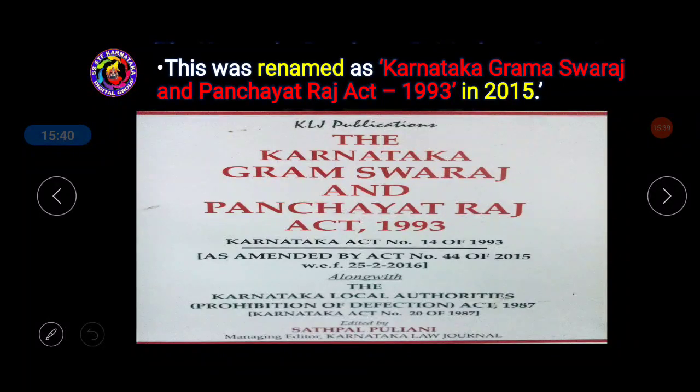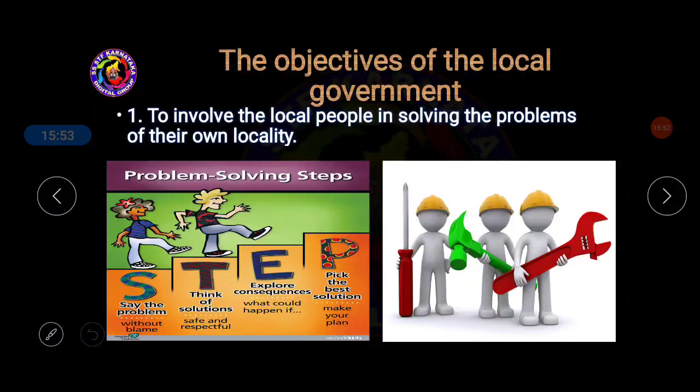Next one, this is renowned as the Karnataka Grama Swaraj and Panchayat Raj Act of 1993, and an amendment took place in the year 2015. So certain amendments took place. Now let us understand the important objectives of local government, the main intentions. It will involve the local people in solving local problems. Remember, local people means village people. This local self-government act will enable the local people to solve their own problems, so this involvement of local people can be seen in local self-government.